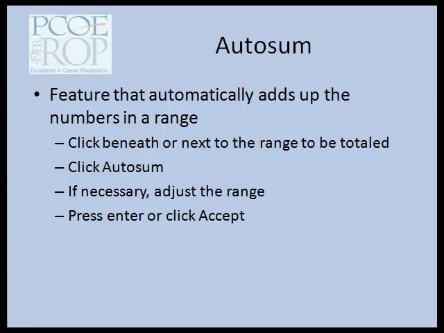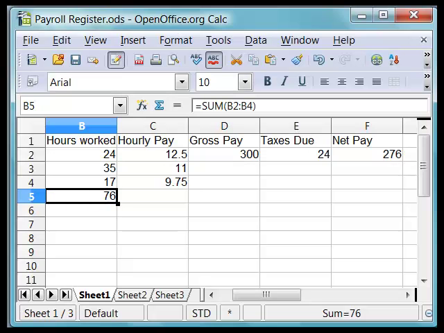I just want to show you one small extra feature before we wrap up this introductory video, and that's the AutoSum feature. AutoSum is a feature that automatically adds up all the numbers in a range. As you can see, it's not very tricky to do it quote-unquote manually using the sum function, but AutoSum is even easier. How about if I show you?